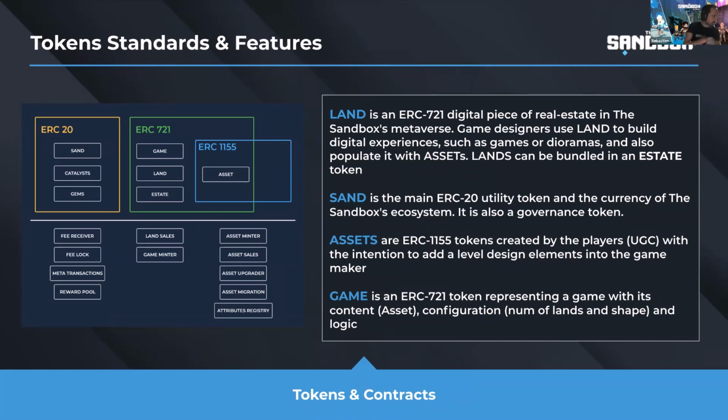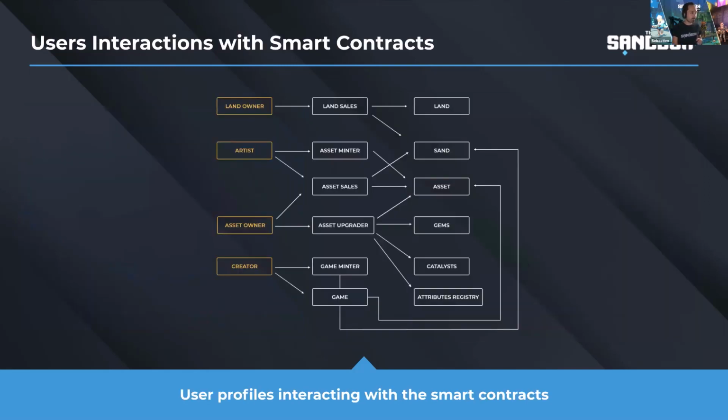And below on this image, you can see the different names of the smart contracts that interact with these tokens, like the fee receiver, the fee lock, the meta transaction, the reward pool, the land sale contract, the game minter, the asset minter, the asset sale, the asset upgrader, the asset migration, and the attribute registry. So each smart contract is pretty well segmented by the use case behind it for the user. And here is a graph that shows how users are going to interact with those smart contracts.